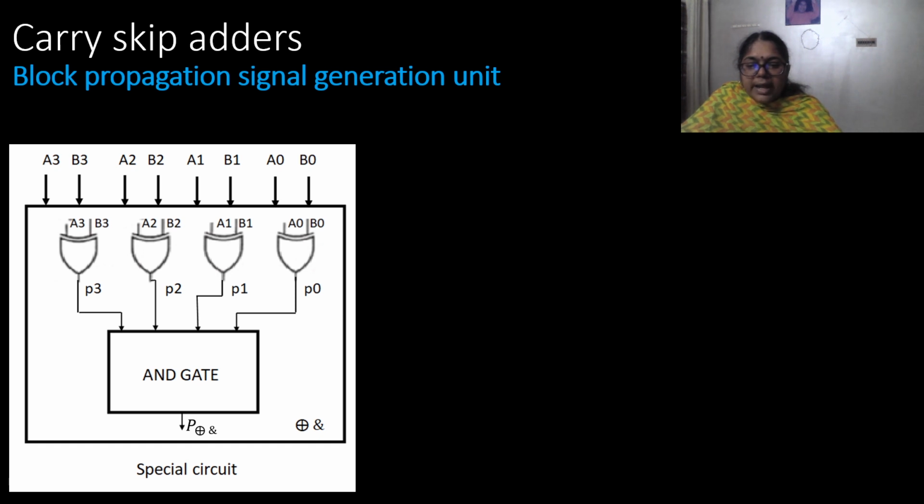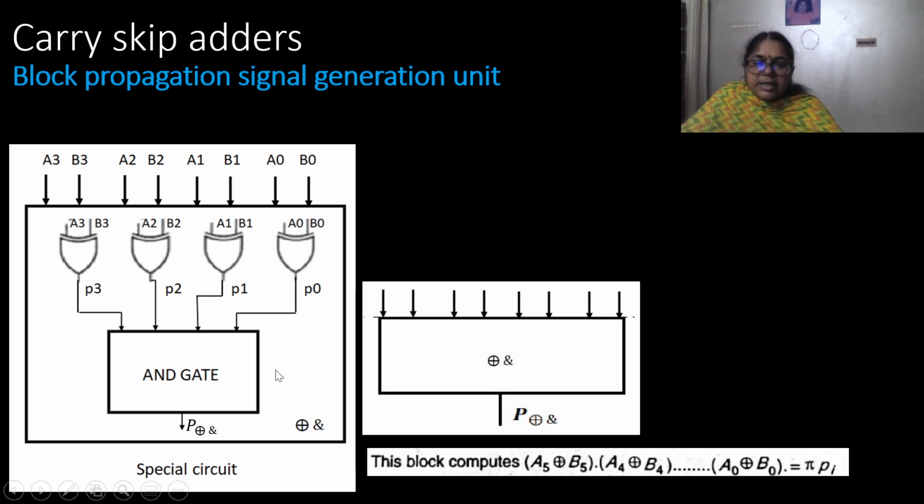And the output of the AND gate will be the block propagation signal. Now if all of P3, P2, P1, P0 are 1, then only the block propagation signal will be 1, because this is the output of the AND gate. If any one of the propagate signals from P0 to P3 is 0, obviously the output of the AND gate will be 0. In short, we can write the block propagation signal generation unit in this fashion.